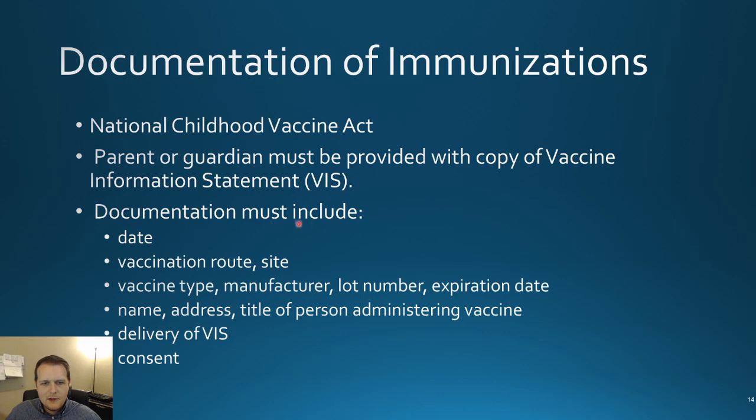And so what the documentation has to include is the date they received it, the type of vaccine they got, the route it was administered, and the site. It needs to include the vaccine type, manufacturer, lot, and expiration date in case there's anything wrong with that batch. And then it includes who actually is giving the vaccine, and that they delivered the VIS. Again, by law, they have to receive that, and the fact that consent was given, right? So if a patient says, I don't want to get a vaccine, you can't force them to get it. So consent has to be documented.